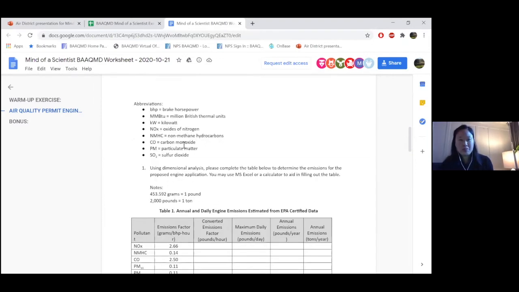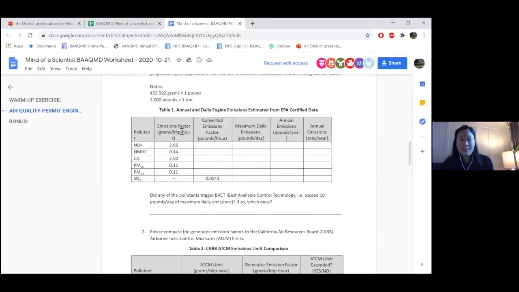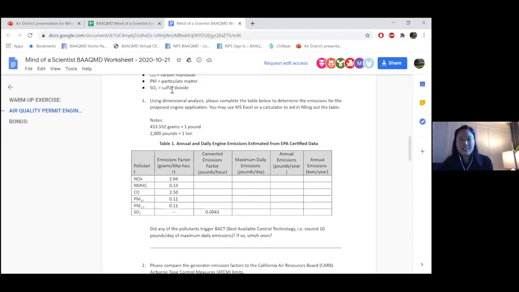So here are some abbreviations that are spelled out in case you want to know what NOx stands for or NMHC. These are different pollutants. And so using dimensional analysis, please complete the table below to determine the emissions for the proposed engine application. You may use Microsoft Excel or a calculator to aid in filling out the table. And here are some more conversions.